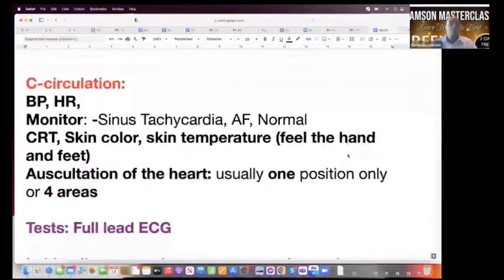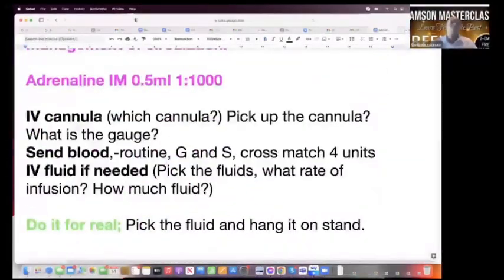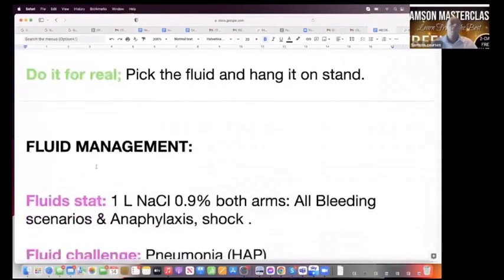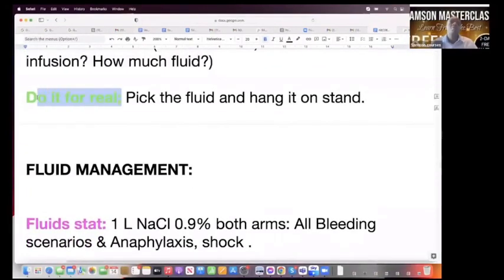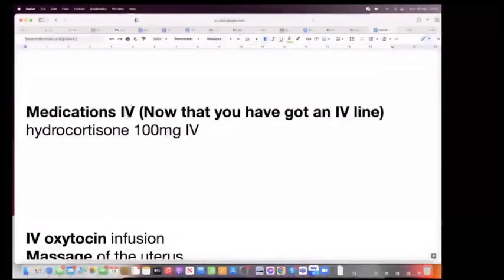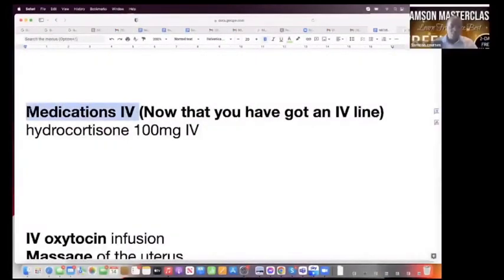So this is how we would assess our circulation. Then we manage it. You get an IV line, send the blood, give IV fluids if they are needed. We have discussed different fluids we would use. Do it for real. Pick up the fluid from the emergency trolley, hang it on your stand. Once you have an IV line, you can give medication, if there is medication to be given.